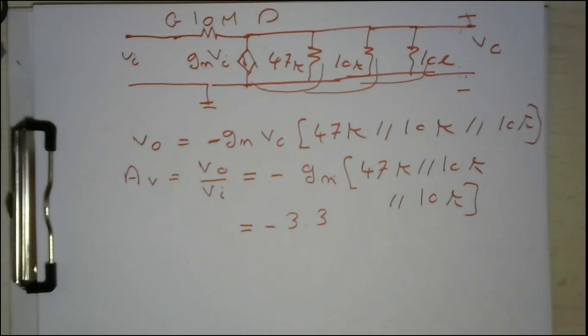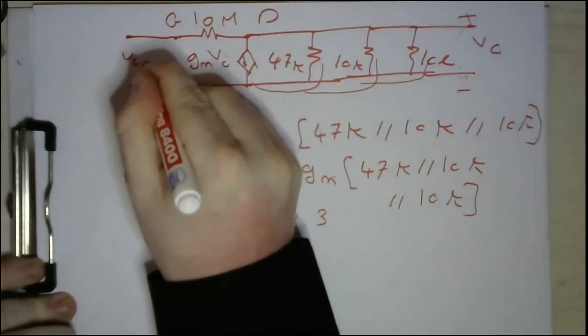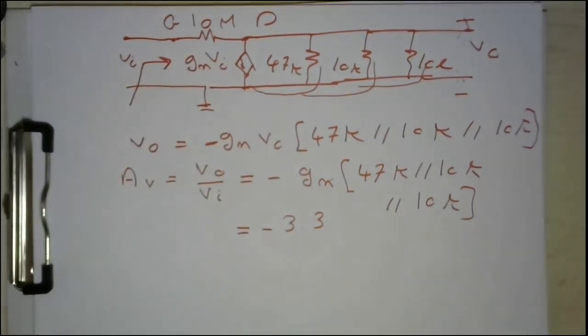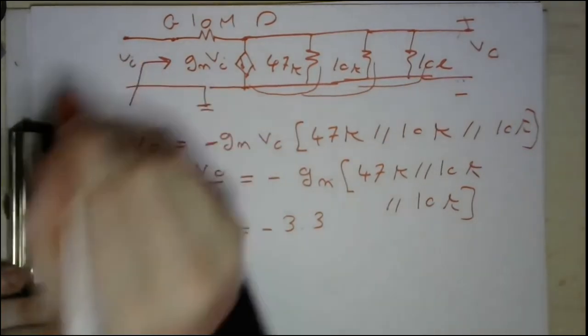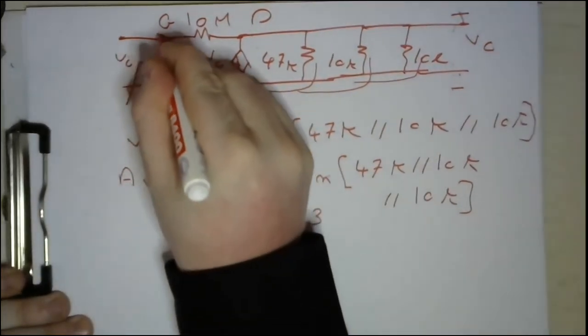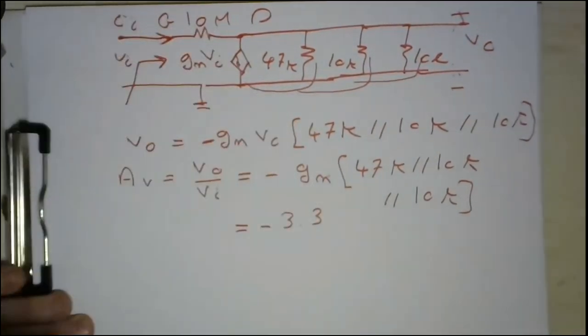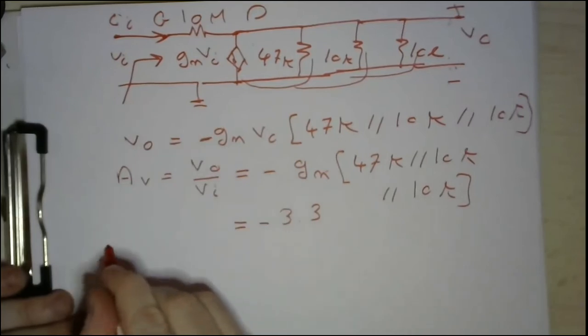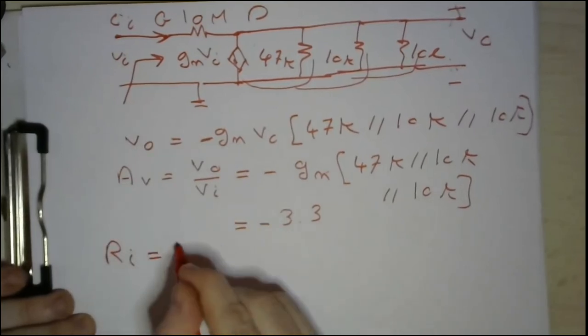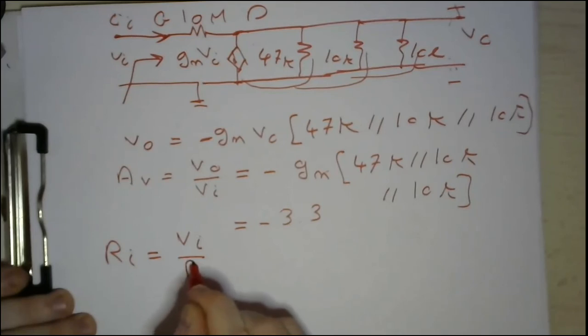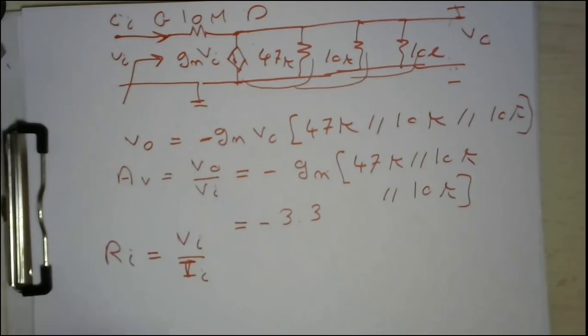What is the second? The second was the input resistance. So if you are considering the resistance from this point, what will be the resistance? Basically, the resistance is voltage over current. Here, the voltage is V input, and the current, let me call it I input. So in order to calculate the input resistance, it's simply V input over I input. V input is the input voltage, of course. But what is the I input?